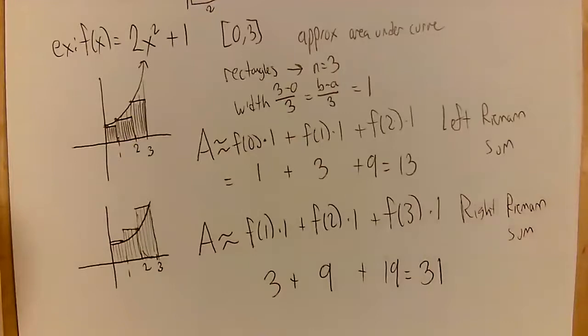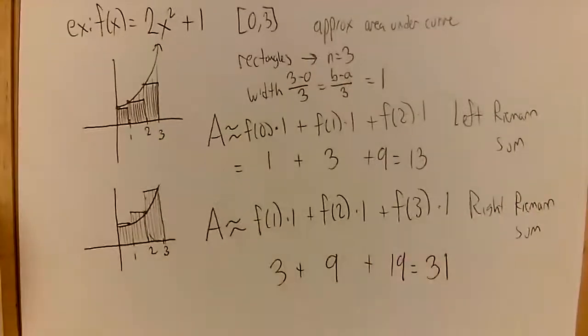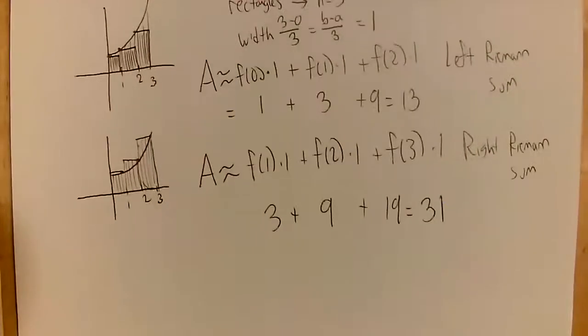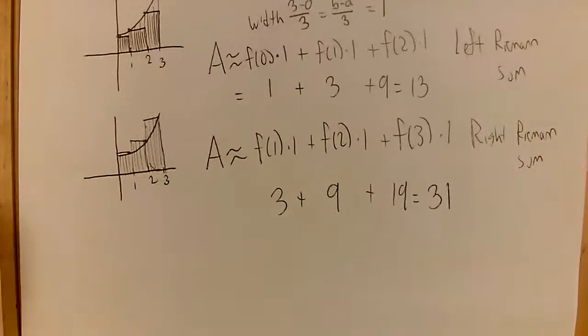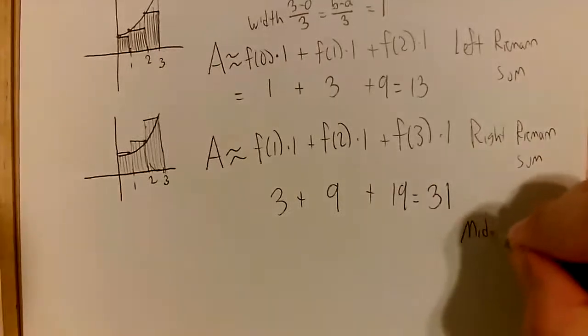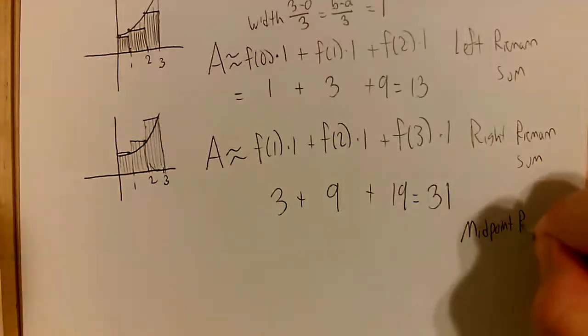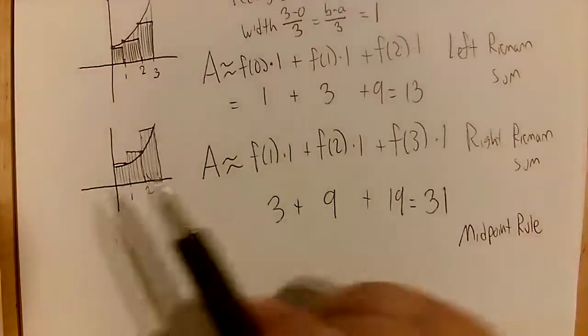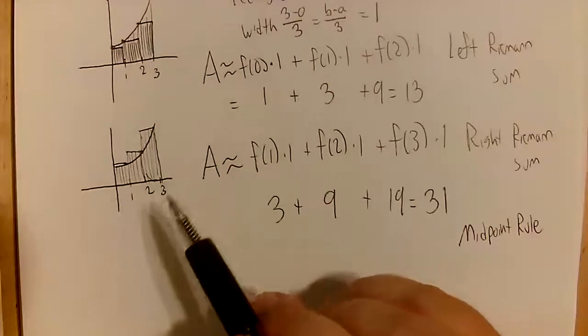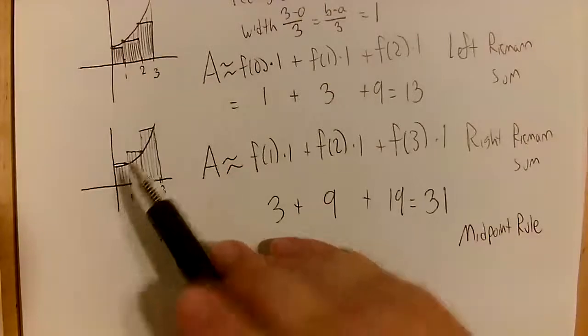As you could probably tell from the picture, this is definitely going to be an overestimate. So in all likelihood, the real answer is going to be somewhere between 13 and 31. Now, I want to talk about one more alternative to this. It's called the midpoint rule. So rather than using the left or the right, left would be an underestimate, the right would be an overestimate, why don't we just split the difference and use the middle?